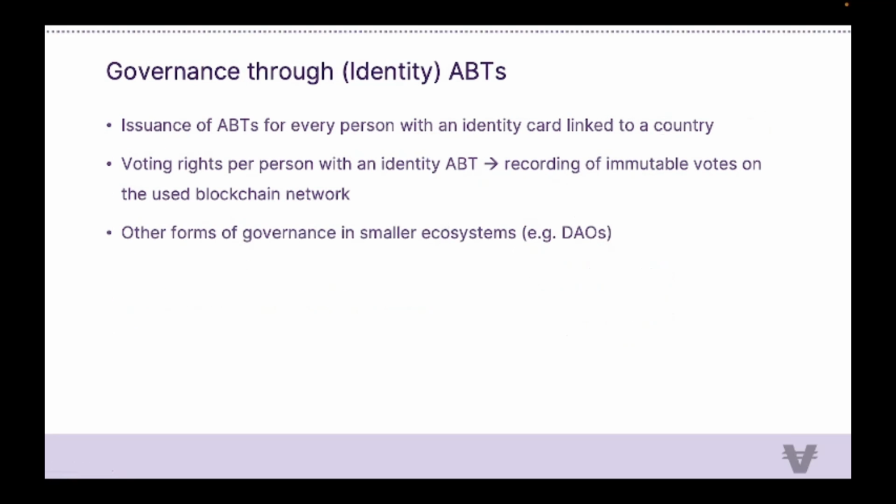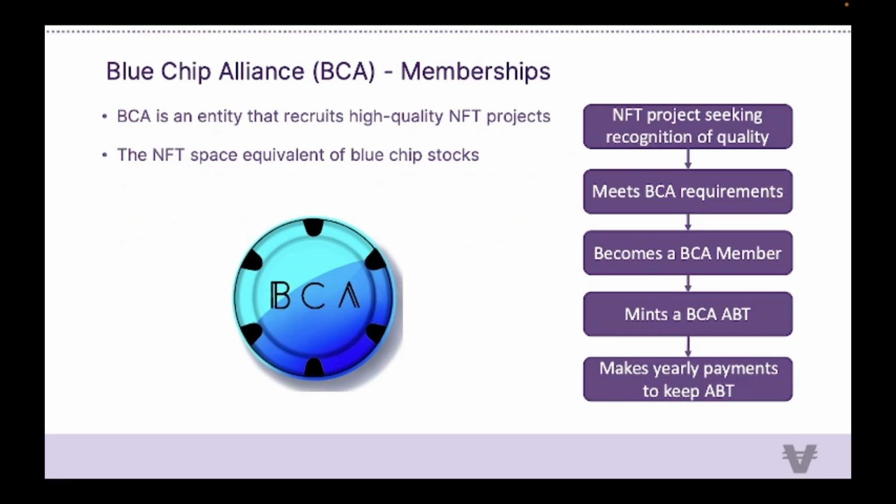So also with ABTs we can use them for governance purposes, and an idea or application could be that we issue ABTs for every person with an identity card linked to a country, and then give voting rights per person with an identity ABT, and then we can record those votes for the elections by using the blockchain network. And of course, other forms of governance in smaller ecosystems are also a possibility.